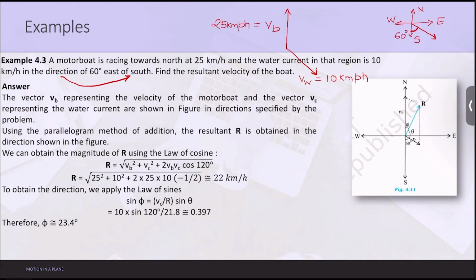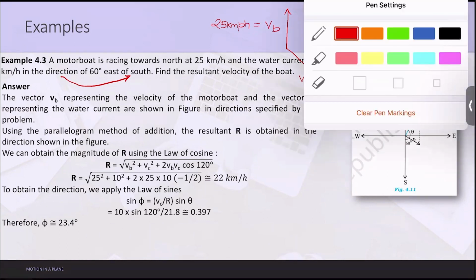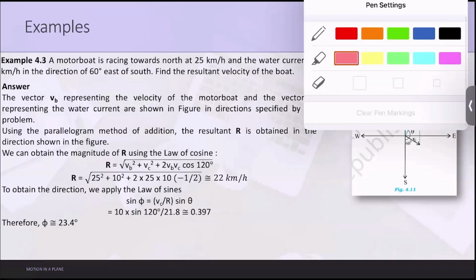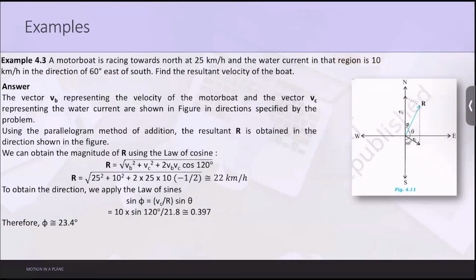Now what is required here? We just need to calculate the value of the resultant velocity of the boat. Let us first understand the situation completely, and then we can move forward. That was the velocity of the motorboat, correct? This was the velocity of water, or the current. Now we just need to calculate the value of the resultant. Quite evident, the resultant would be somewhere in this direction. We don't know the exact value, but somewhat the resultant would be here.